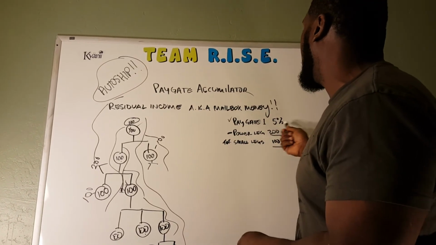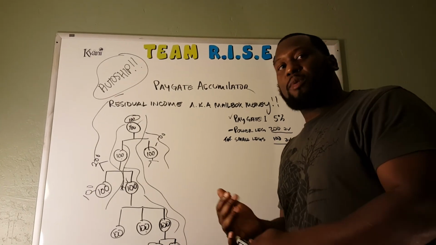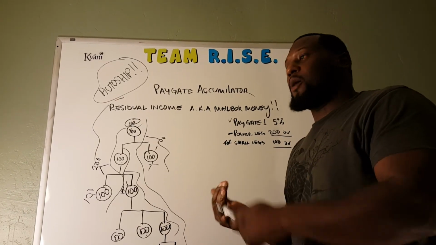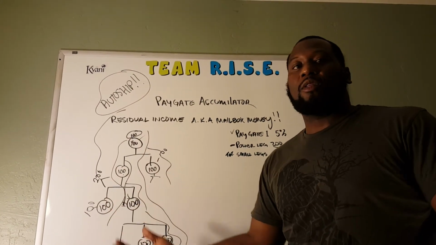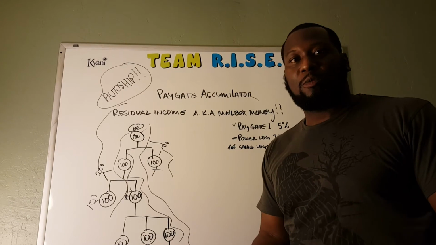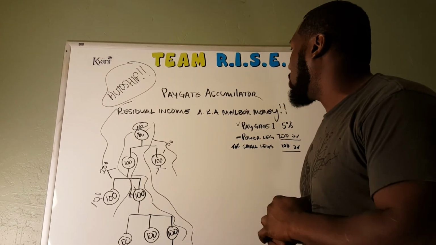As you see, pay gate 1 is 5%, pay gate 2 goes up to 7%, 8%, then it goes up, and then as it grows real big, it starts to taper back down, because obviously they can't give you the whole kitchen sink, they'll just give you a little bit of it. But overall, this is pretty much the gist of how the pay gate accumulator works.